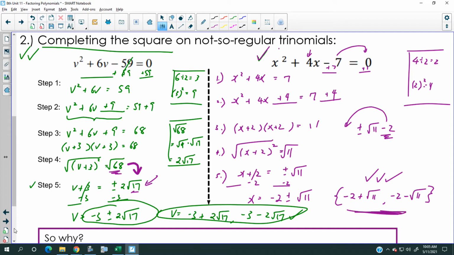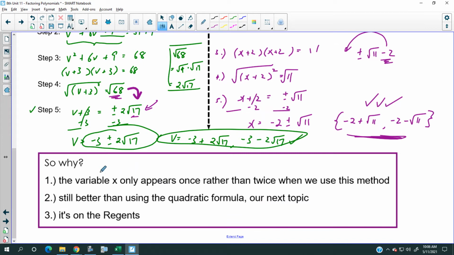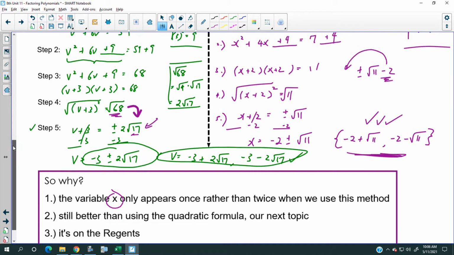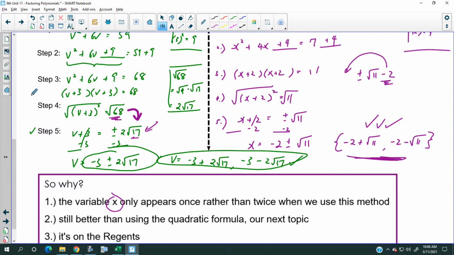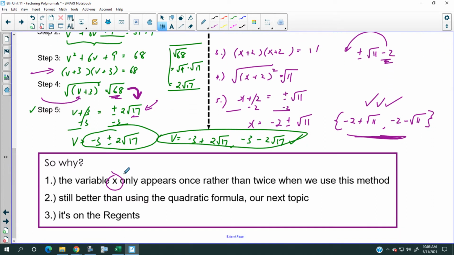Now, lastly, why do we do this? When we use this method, the variable x only appears once, all right? What I mean by that is, you see how here the x appears twice, but if we write it as an exponent, the x only appears once, okay? That is a great advantage, all right? This is still better than using the quadratic formula, still better than using a sledgehammer, all right? And also on the exams, they just tell you that they want you to solve it like this, and they'll make sure you do that, okay? And actually the multiple choice questions specifically ask you for that, okay?